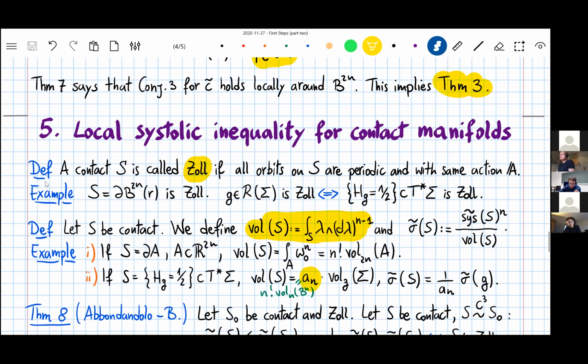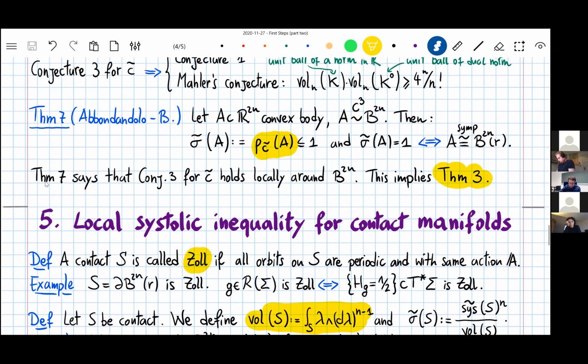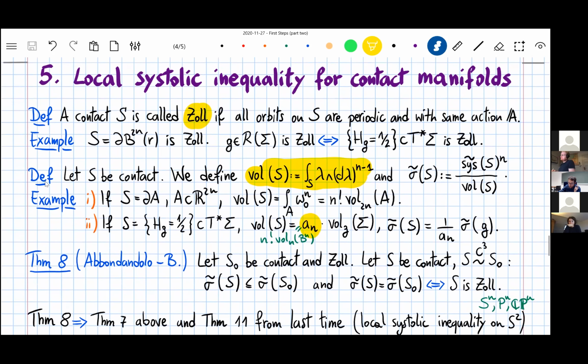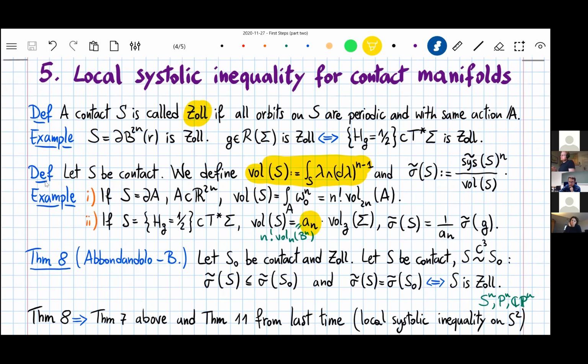And so we see that this Theorem 8 gives us Theorem 7, so this was this local Viterbo conjecture above, but it also gives us this Theorem 11 from the last talk. So this was the local systolic inequality for Zoll metrics around Zoll metrics on S2. Actually we did everything in the case of surfaces, but this is a kind of result which works also in higher dimensions. So you can think also of applying this to more general manifolds having Zoll metrics, higher dimensional spheres, higher dimensional projective spaces, and so on.